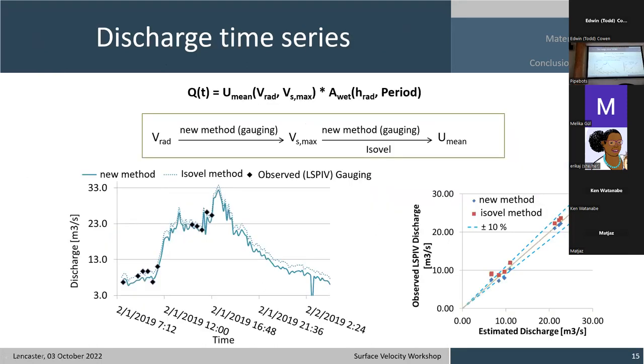Okay, next. In the end, we calculated the discharge time series using this formula and using the two methods, the new proposed method and the ISOVEL method. And we got such results. So this is just for a single flood for the two methods and the observed LSPIV gaugings. And on the right, the direct comparison between estimated discharge and observed LSPIV discharge.